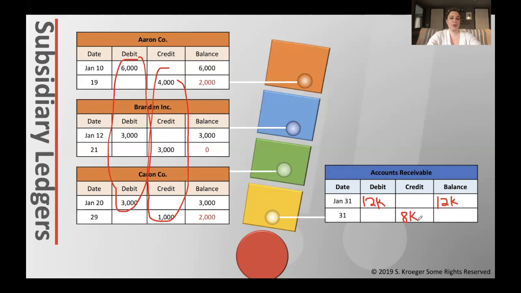So basically throughout the month of January, we were owed 12,000 and then paid off 8. So what's our final balance? We were only owed $4,000 by the end of the month. We can double check our work by adding up the balances of all the accounts. Air & Co. owes us $2,000, Branded Inc. owes us nothing, and Care & Co. owes us $2,000. When you add these up, we get 4,000, which equals our balance here of 4,000. That's how we know we did this correctly.